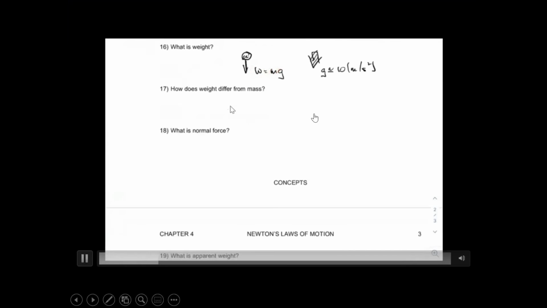All right, so let's get back to the review. So fill in the gaps. So what's weight? Weight is the gravitational force acting on the mass, right? Force of gravity becomes weight. The force of gravity acting on the mass becomes the weight of that object. So mass times the acceleration due to gravity is your weight.